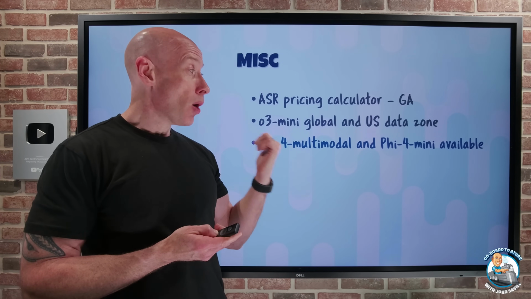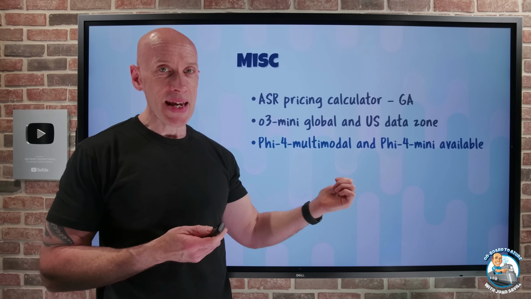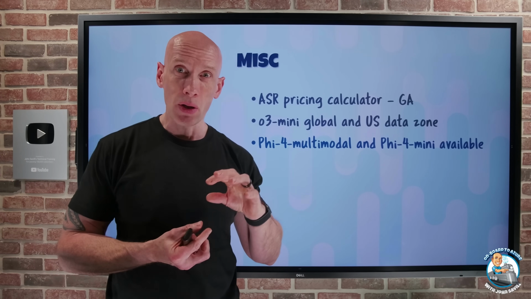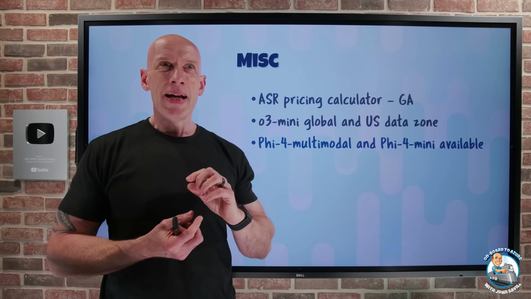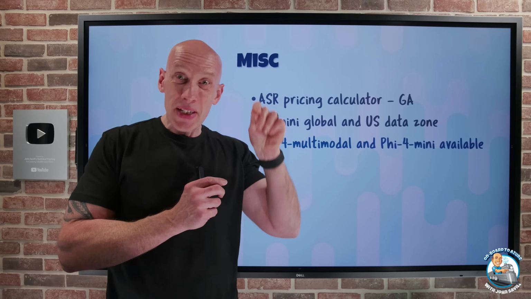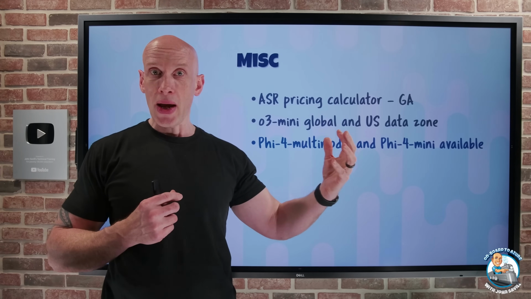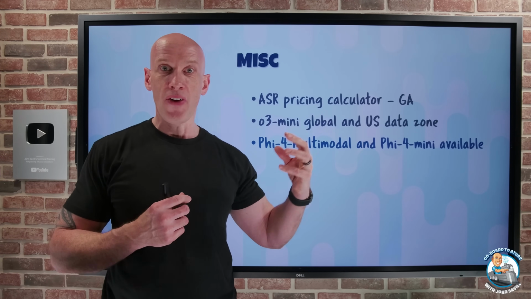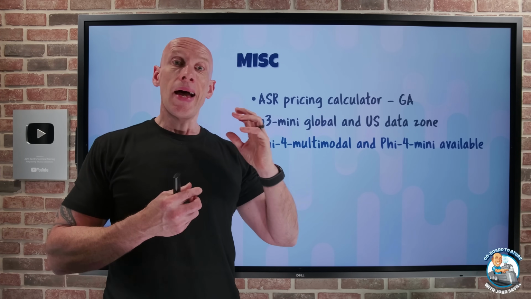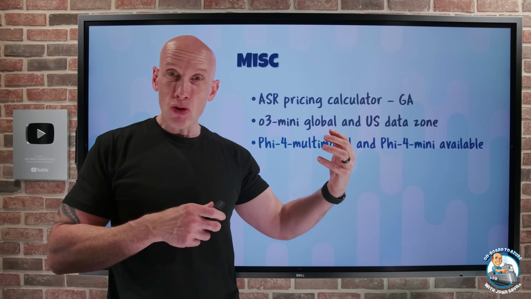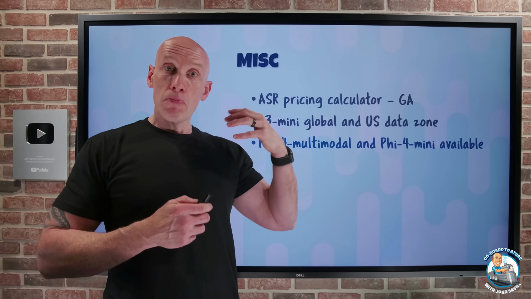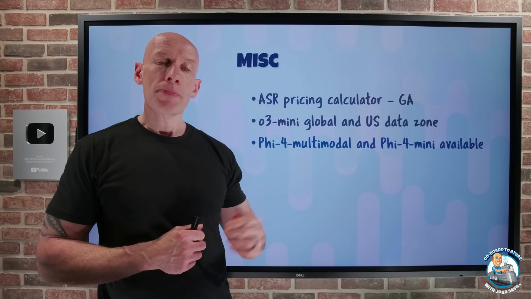The Phi-4-multimodal and the Phi-4-mini are now available. So the Phi models are small language models. Small language model means generally there are single-digit billions of parameters. That lets me run them on smaller amounts of hardware, on my PC, on my phone, maybe in a car. They have less of an energy drain. And these are from Microsoft Research.